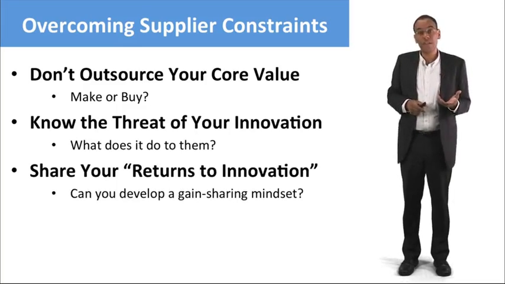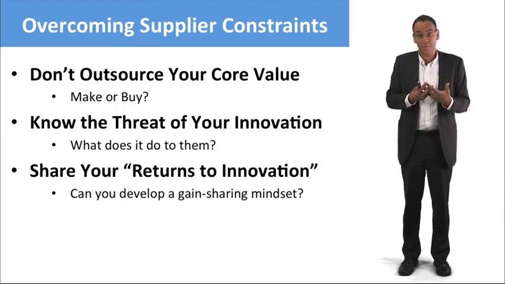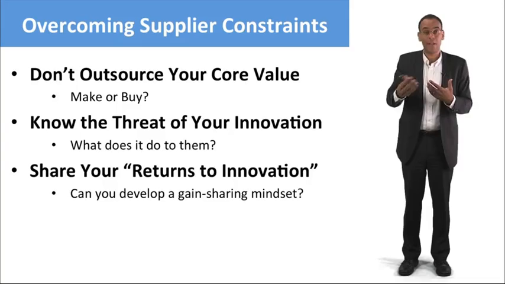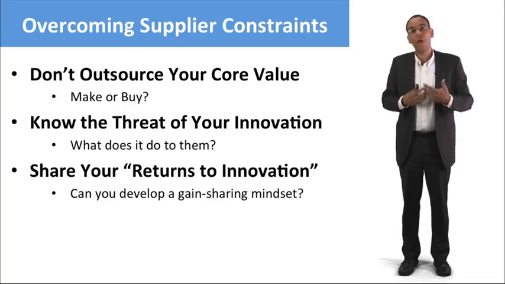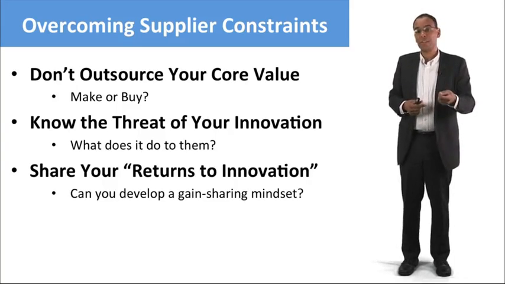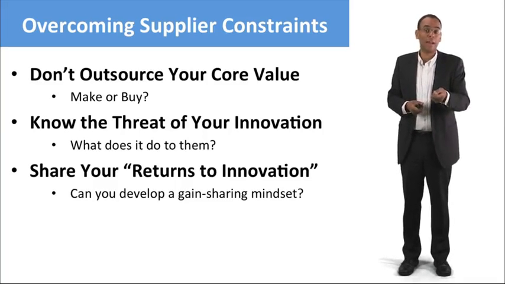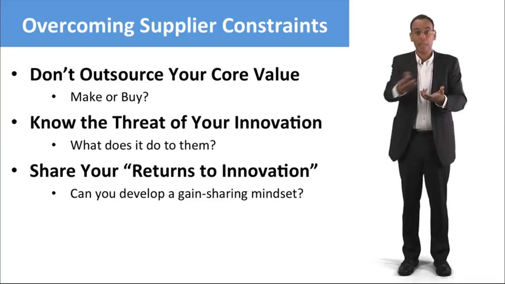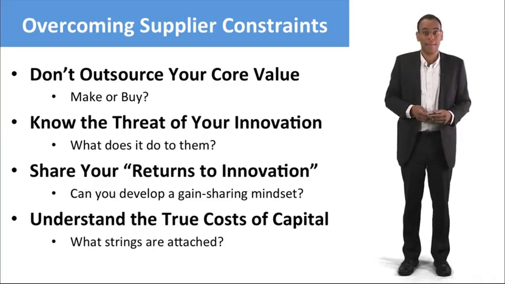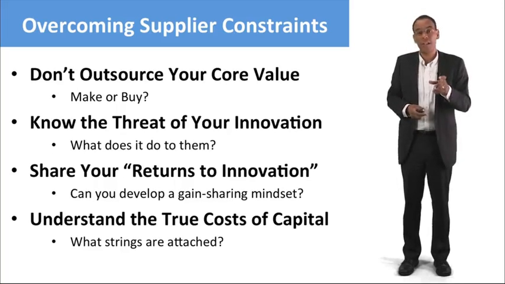We want to share the returns to innovation. So when you innovate and you're able to get some advantage from your suppliers, can you share that with them? They're much more likely to go along with you to help you innovate if they understand that there's some return to that. So if the process is more efficient, so you need less of their services, maybe you can give them a higher price, or maybe show them a way that they can actually get more customers doing the same kind of thing. And then also, what are the costs of capital, and understanding the cost of capital.